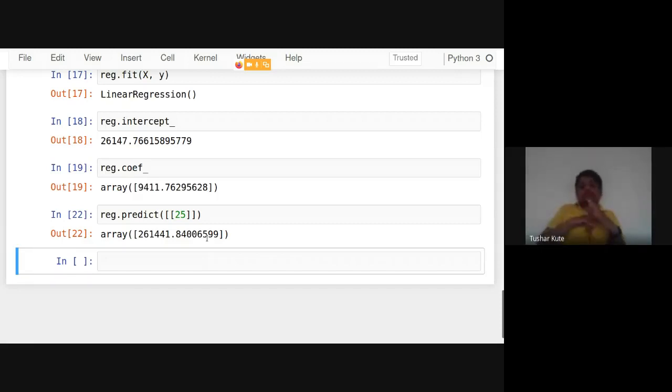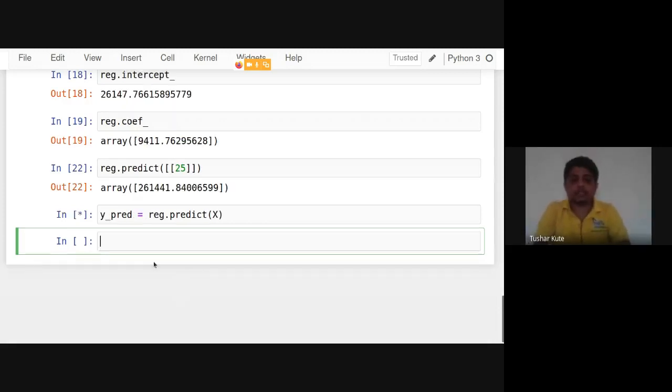Now if you want to see the perfect line of fit, I'll apply the same data to the algorithm, reg.predict with the x values, and predict the respective y values from there. That y_pred will be perfectly linear because it is predicted by the model, by the formula, by the ideal values of m and c. But the original data is not exactly linear, which we have seen in the scatter plot.